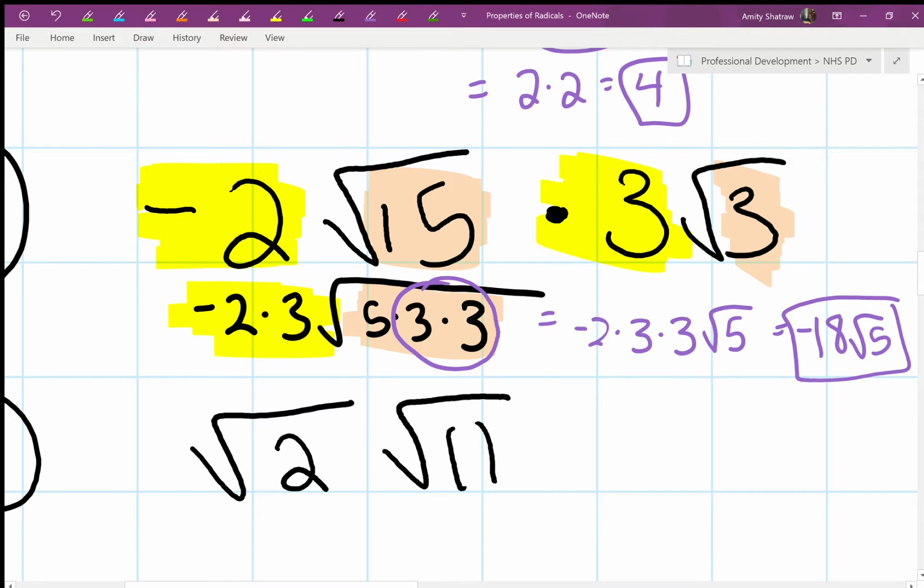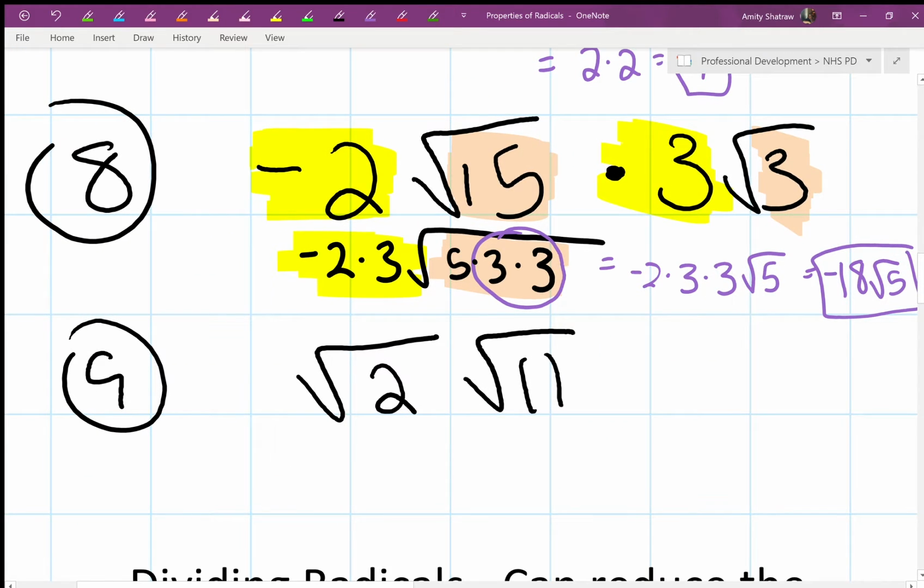So the last one is my example where there's not much I can do here. 2 is already prime, 11 is already prime, so what I'm going to do is I'm just going to multiply them together and say that I have a square root of 22, and that's as simplified as it gets.